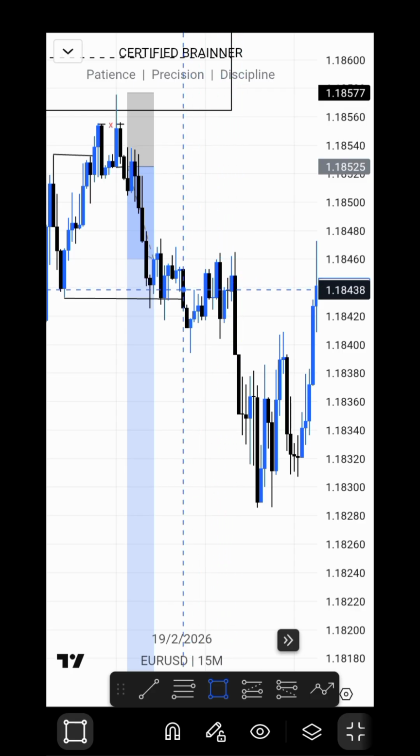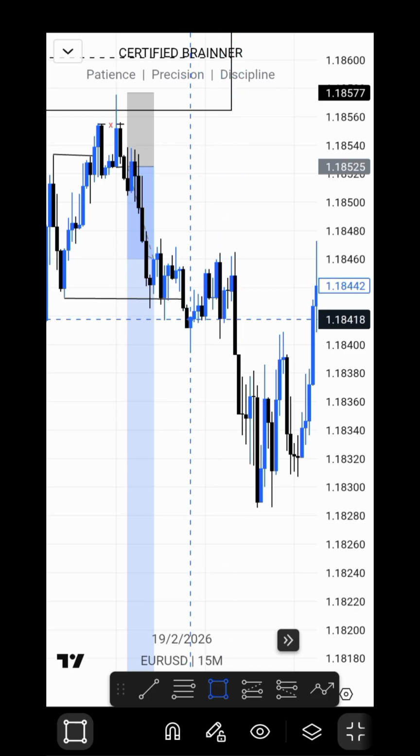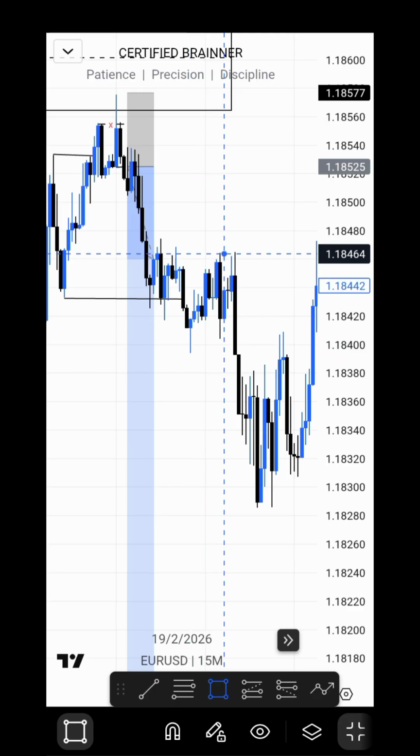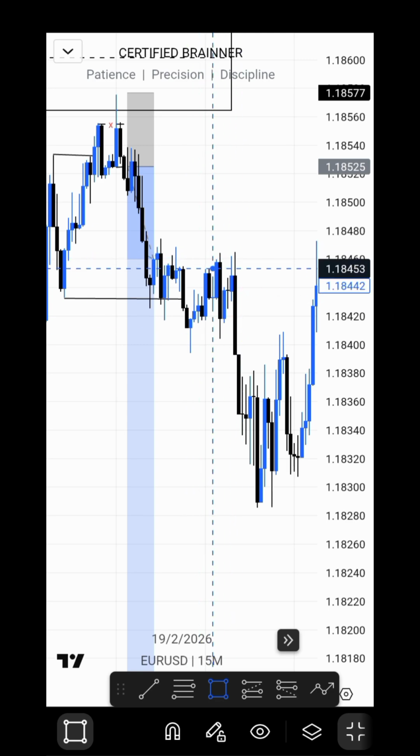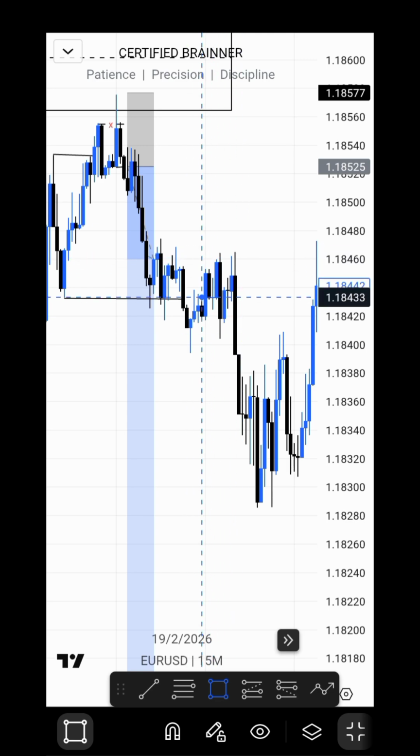Why? Because after this break of structure, fine, there was no liquidity created. I hope you guys understand. There was no liquidity created. Instead, this created the liquidity. I can mark it out as my liquidity. But even before this move, I've already gotten my entry.